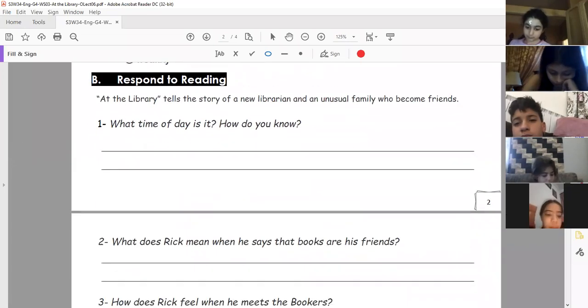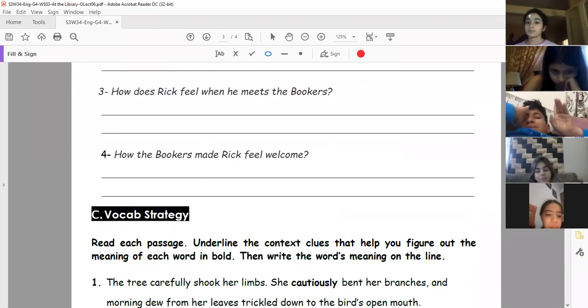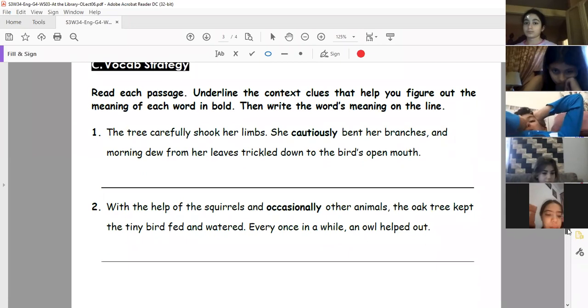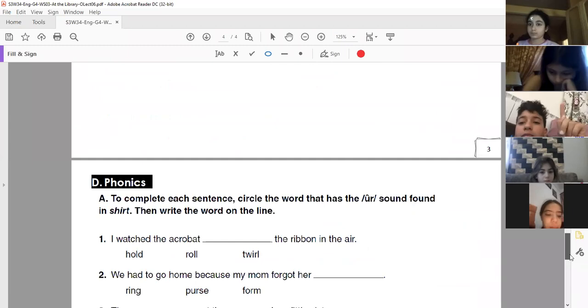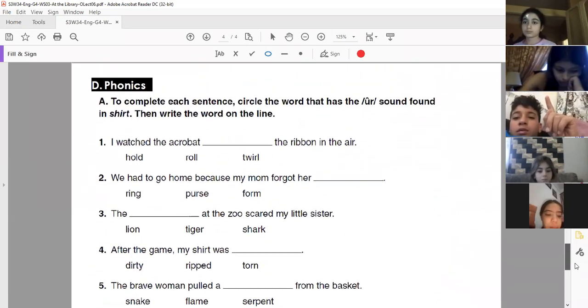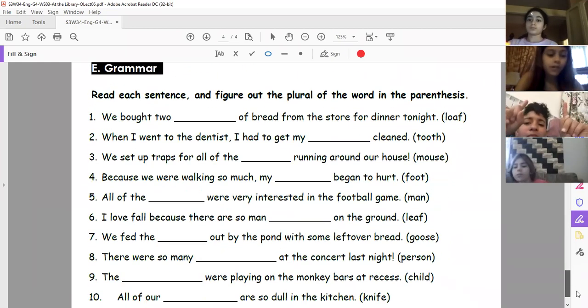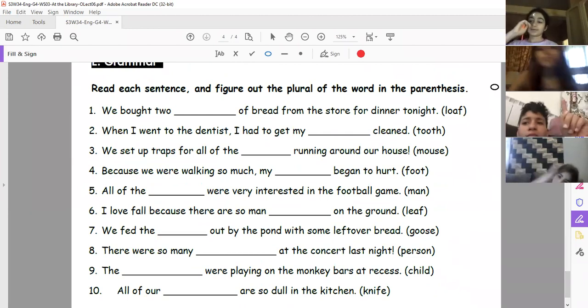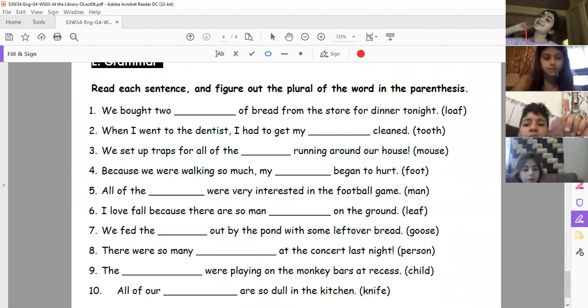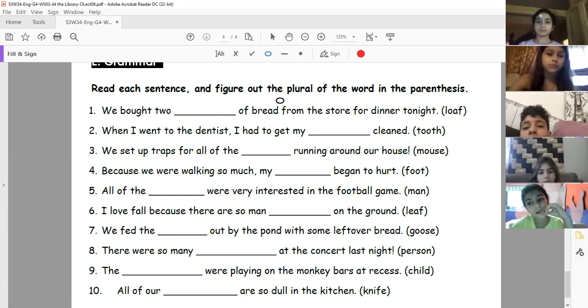Okay. I'm going to skip respond to reading because we didn't read the lesson and there are no questions about it. Context clues, I'm going to skip it as well. It's very easy. I will move on to the phonics and I hope we can do something in the grammar. Which one do you want to do, phonics or grammar? Let's do grammar, yalla. Yes, grammar. To revise sentences. Okay, yalla.